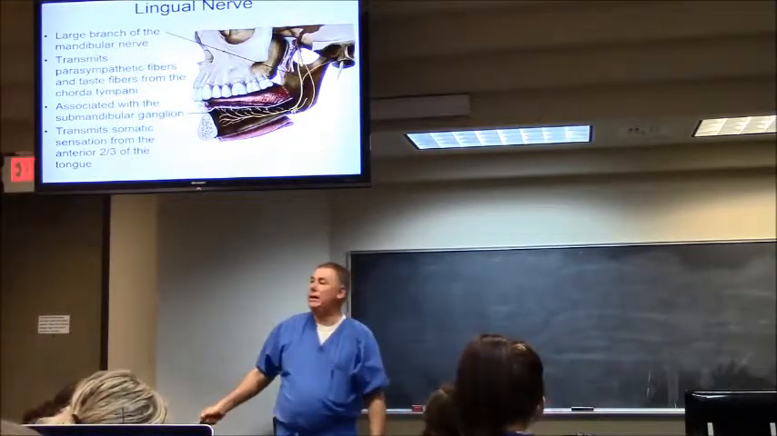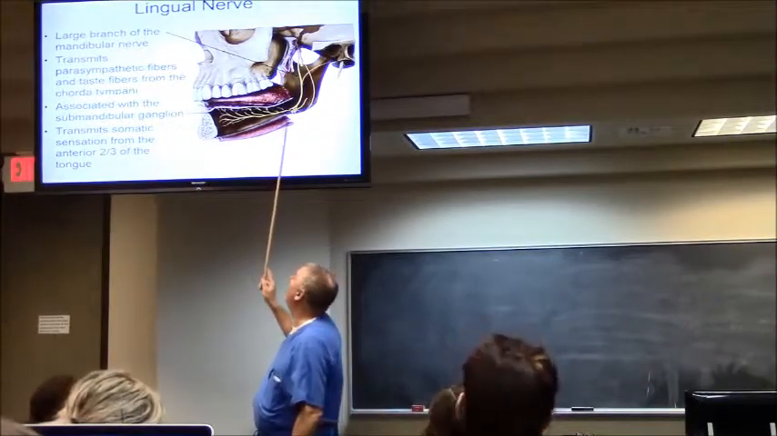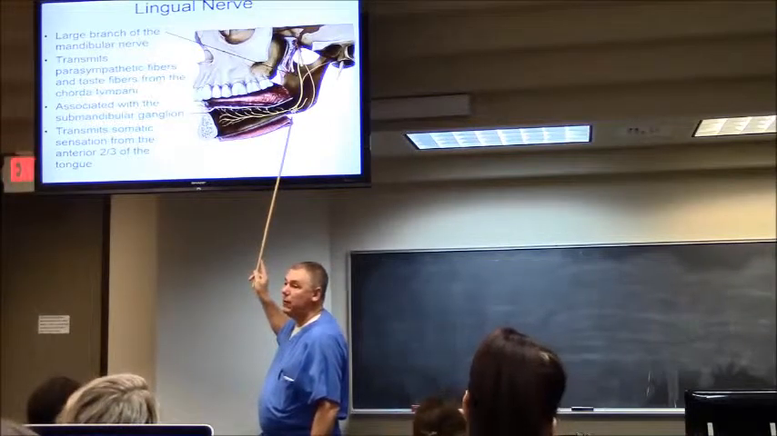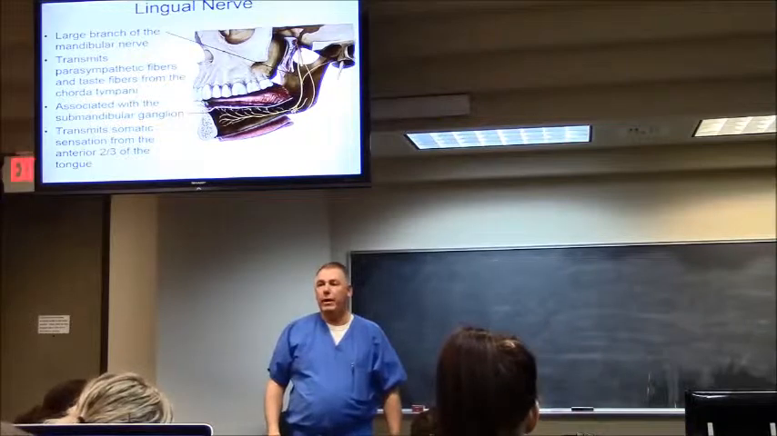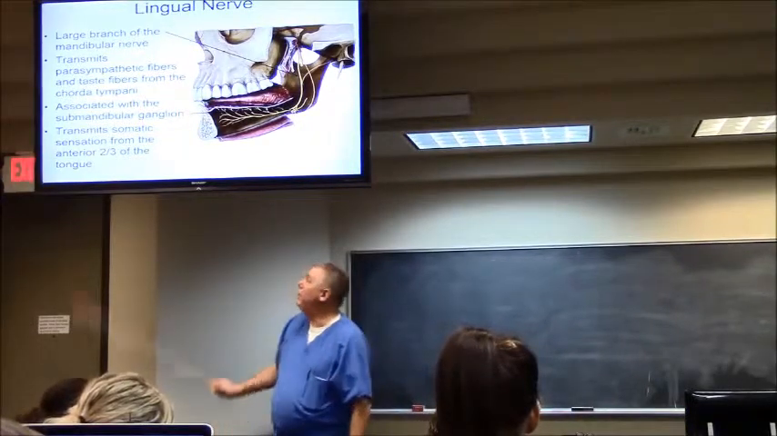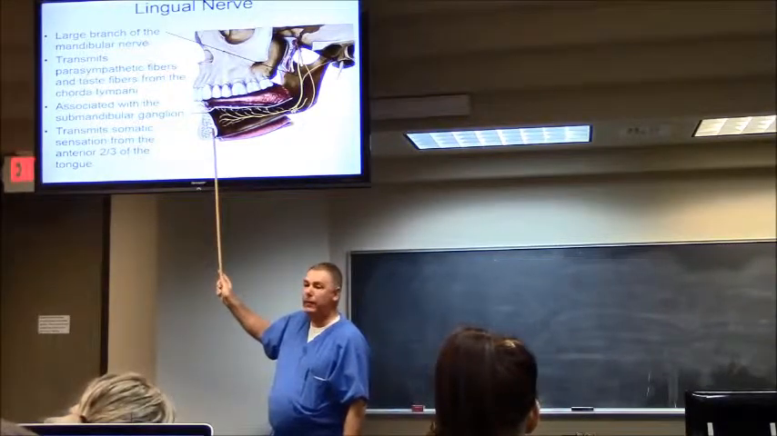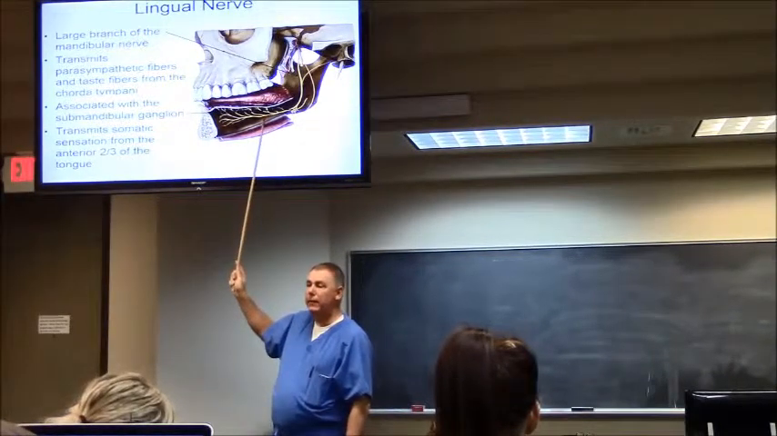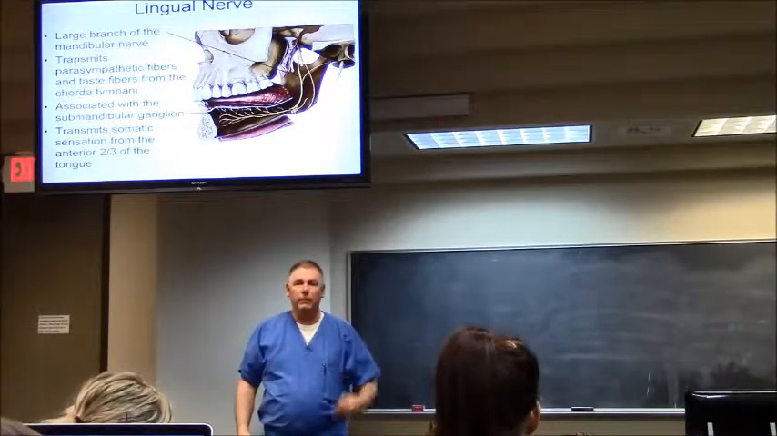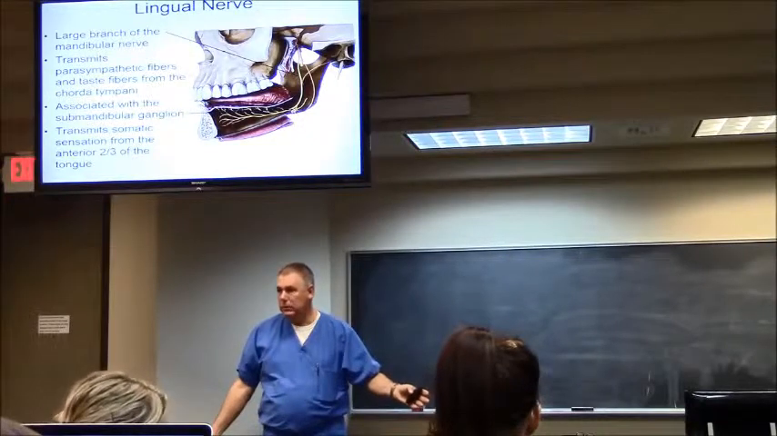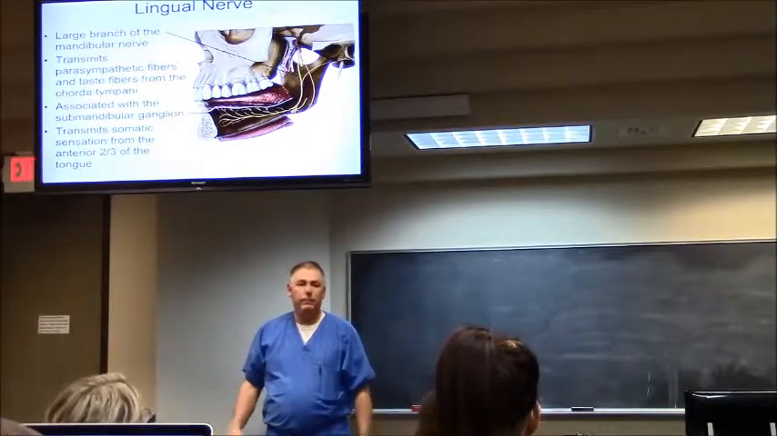The lingual nerve is here. And one thing I wanted to show on this slide is that little ganglion right there. That ganglion is the submandibular ganglion. So visceral efferents going to the submandibular gland and the sublingual gland will synapse in that submandibular ganglion. It's a visceral efferent ganglion, right? What cranial nerve is it associated with? 7.